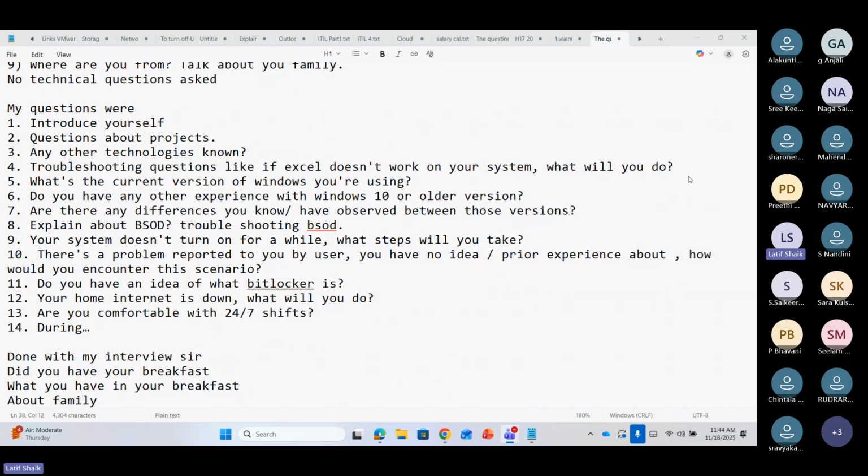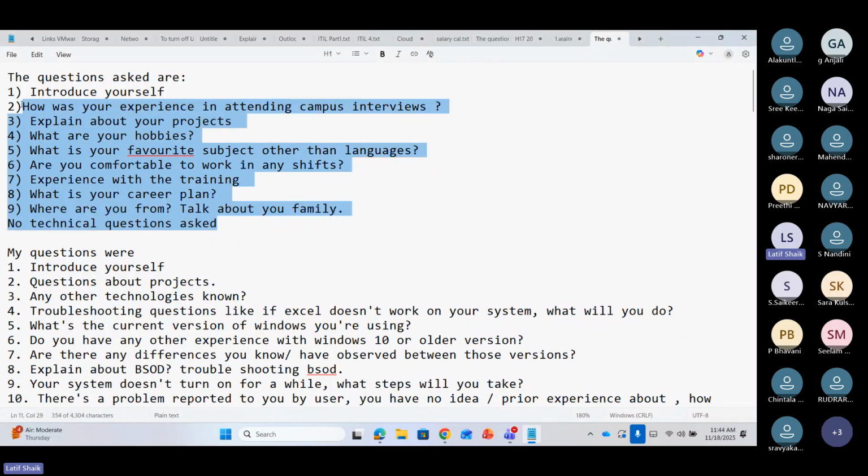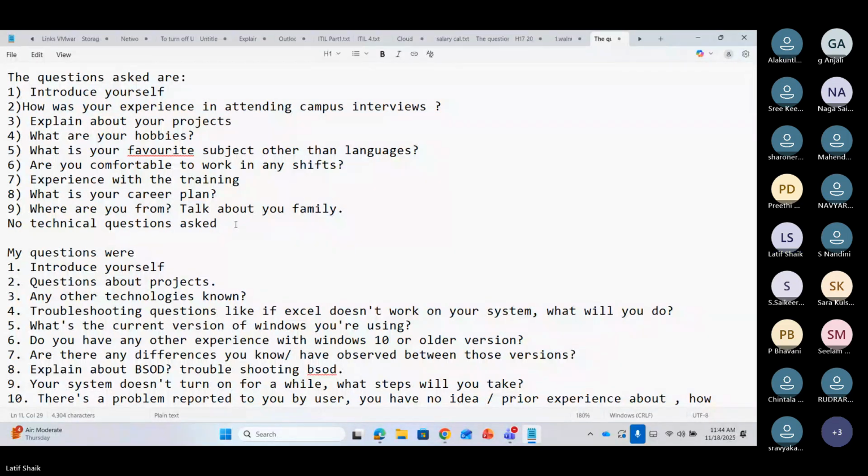Are you comfortable working 24/7? Always yes. So many questions they also asked. The last one here is this one. This also does not have much technical part. No technical questions asked, very good.